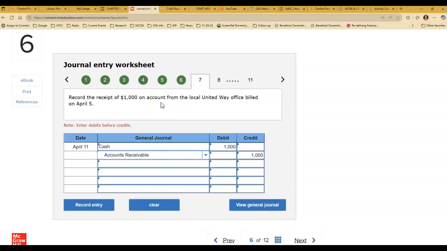What if that said record the receipt of $1,000? Hang on a minute. Let's see. Record the receipt of $1,000 from the United Way for the current week. This is a terrible example, but that's all right. What if we receive that $1,000 for this week, but we hadn't even billed them yet?